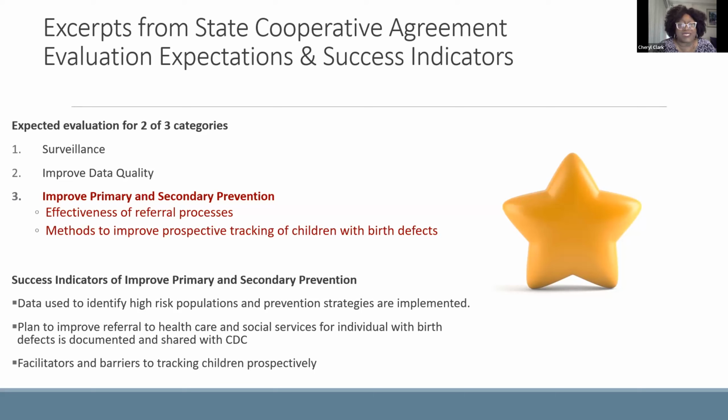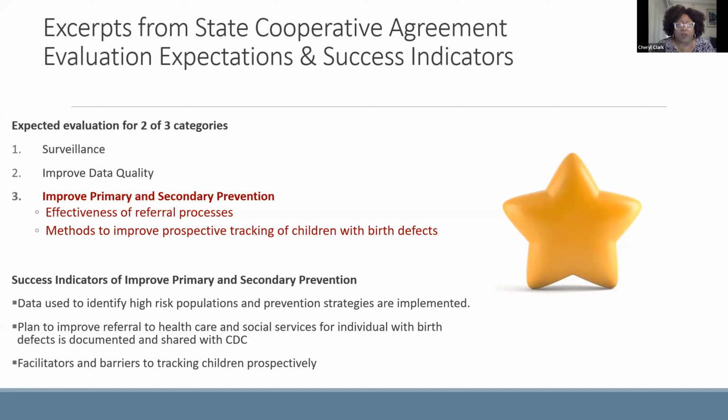So some of the success indicators that were in these excerpts were that data is shown to identify high-risk populations, and also the prevention strategies that are associated with those high-risk populations, and then also if there's a plan to refer folks to healthcare services or social services. And then of course the CDC wants to see that so they could probably implement it in other models or highlight it as an example.